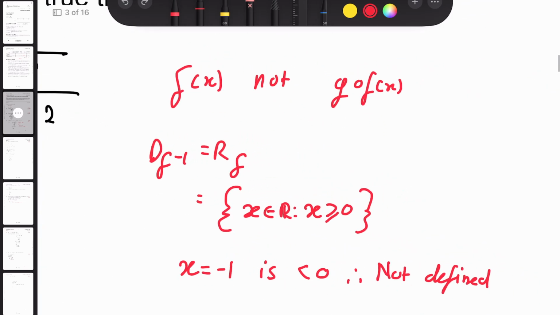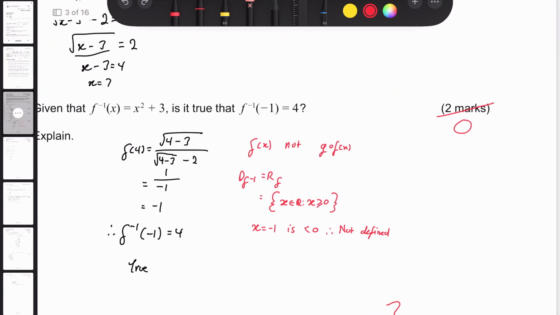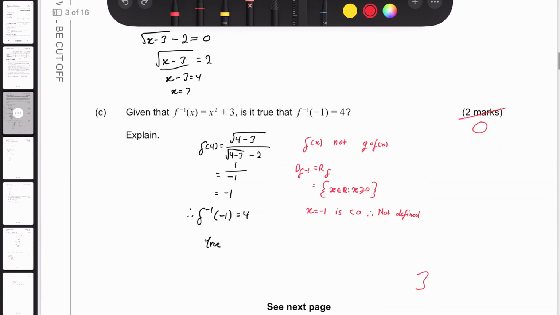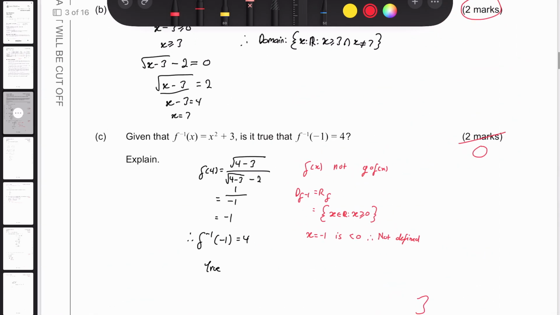But yeah, this wouldn't be true because the domain of the inverse is equal to the range of the original function, and the range of the original function, square root of x minus 3, is greater than 0, or y greater than 0. So the domain would be x is greater than 0. And since x equals negative 1 is less than 0, yeah, it's not defined.